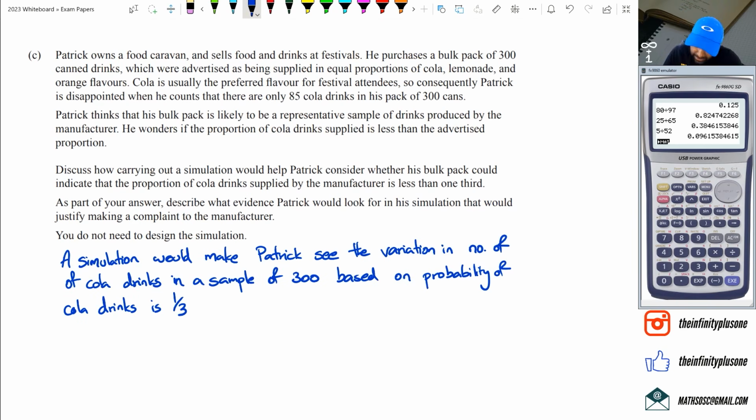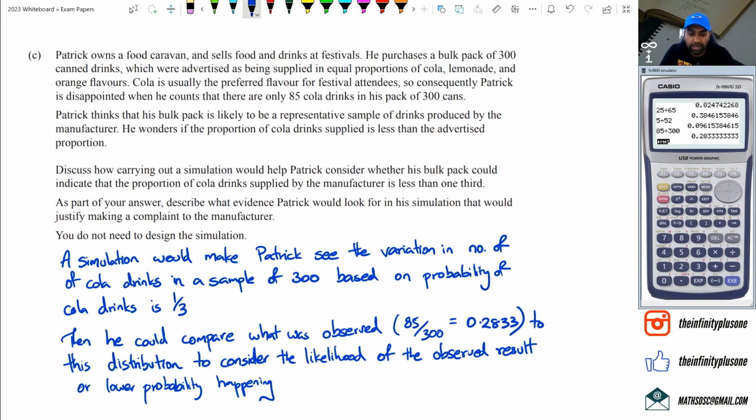So the first point you could talk about is that this simulation is going to allow Patrick to see the variation in the number of cola drinks that he's going to get, because he's got a sample of 300, and of course we can assume that he's going to have a probability of 1/3 of getting cola drinks. So the whole purpose of the simulation is to see what would actually happen in this experiment. I guess that's what I would say.